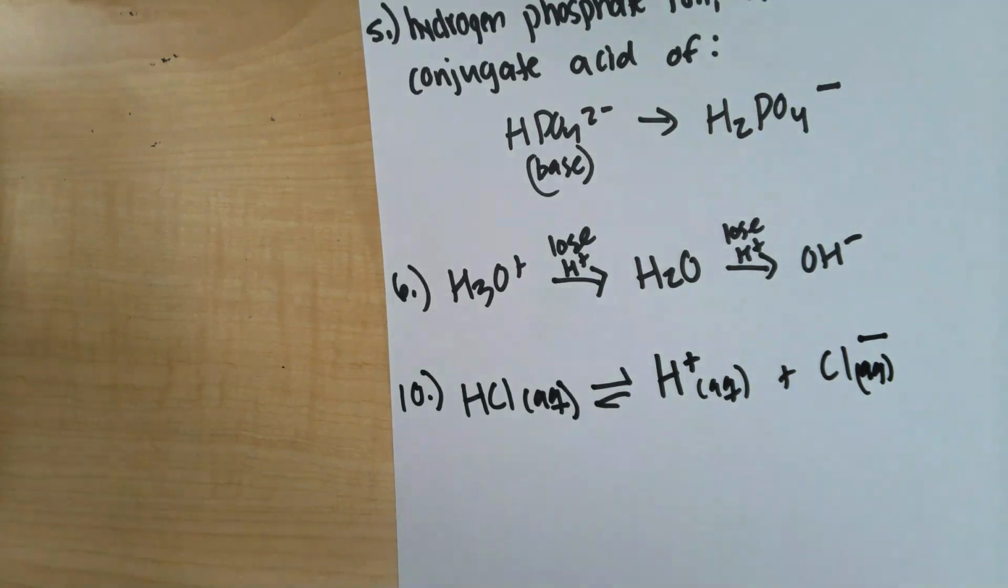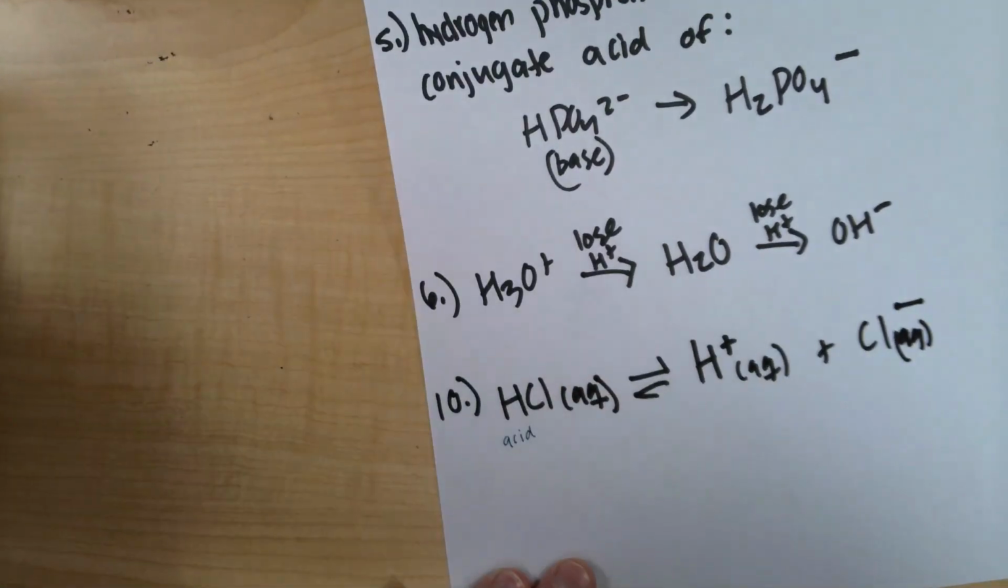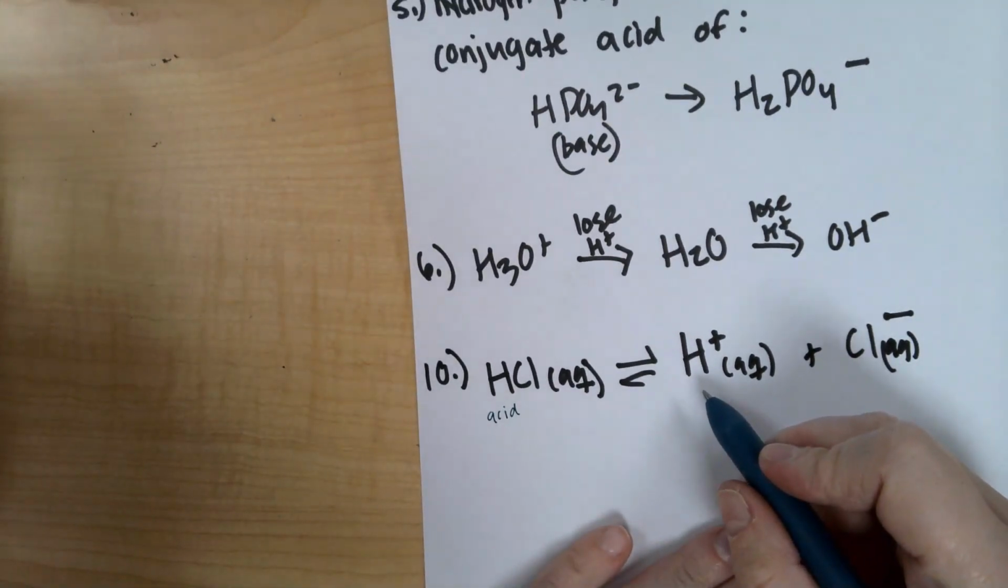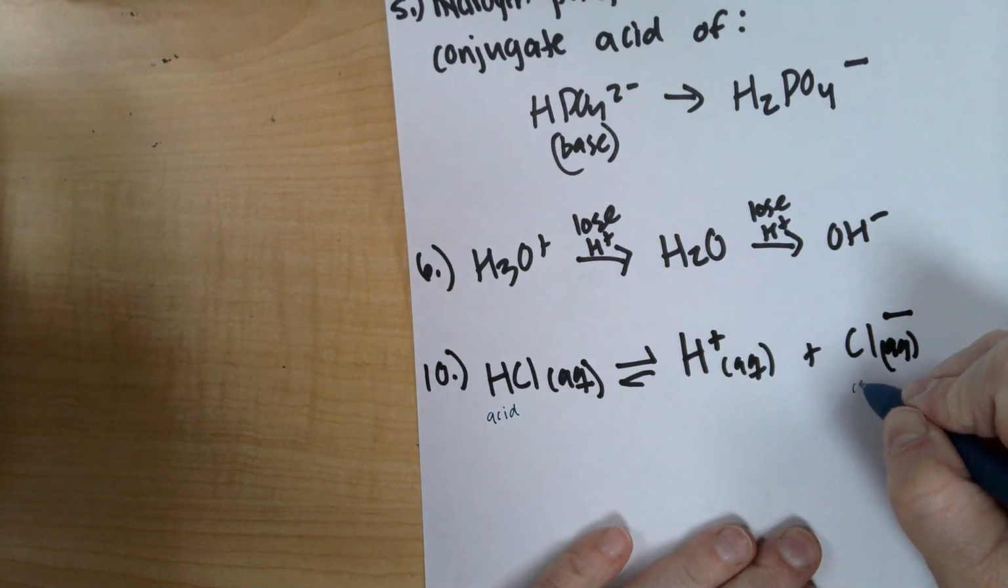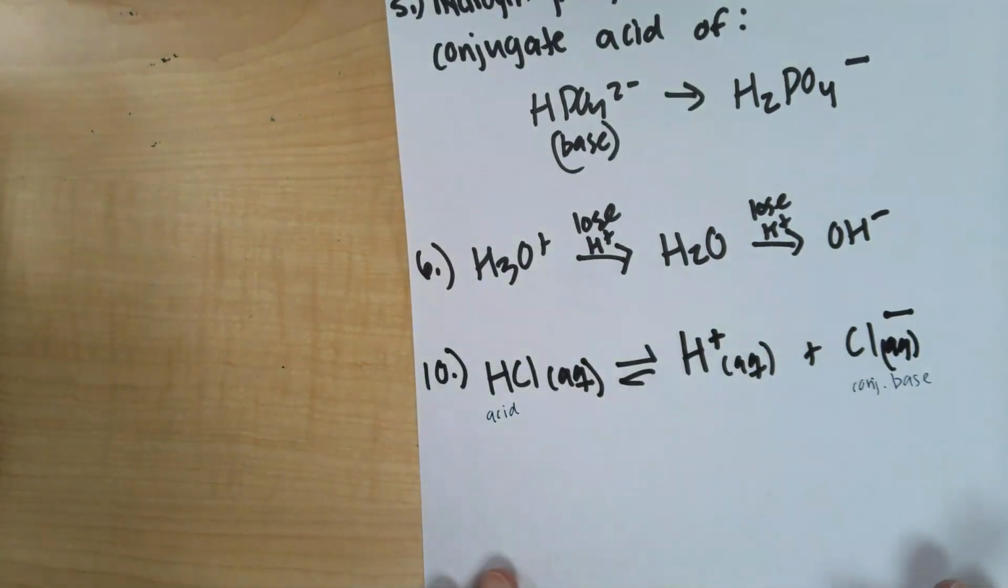So let me label this a little bit for you. Here's my original acid, right? H plus is that important product that comes off. It's the proton that comes off. And this technically is the conjugate base of that acid.